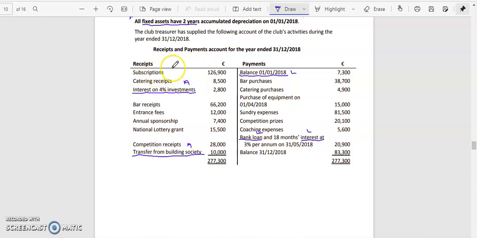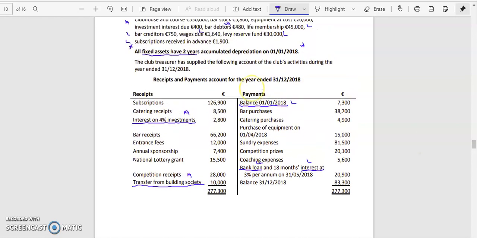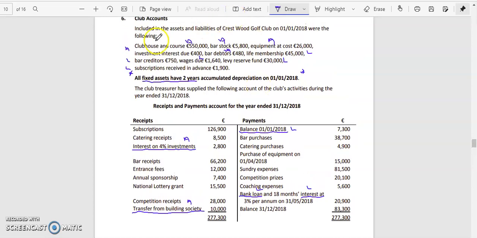So the first one we're going to have is subscriptions. We know that we have an adjustment for our subscriptions, so we need to look at the start of the question to see if there's any subscription received in advance. Remember, if this is an income and we receive it in advance, it is for this period, so we are going to add it on. So subs 126,900, we'll add on this 1,900. If there were subs due here, we take it away because that was in the previous period.